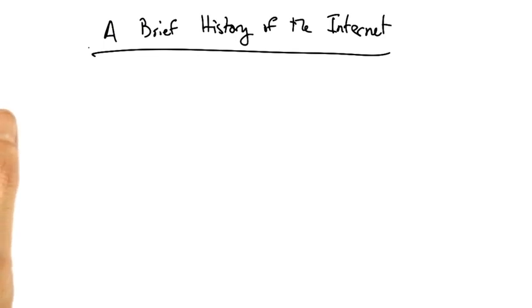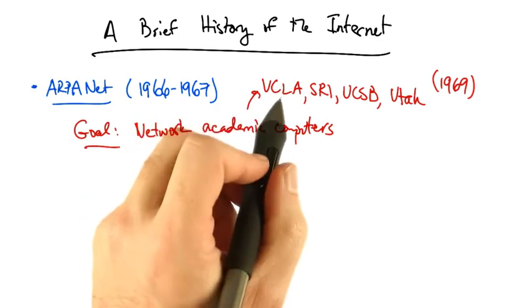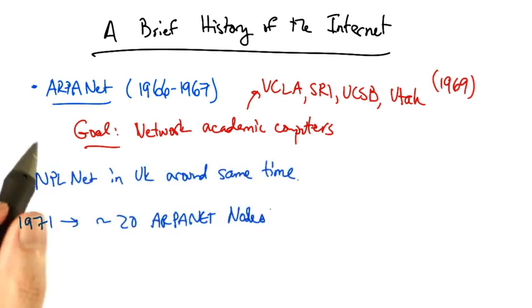In this lesson, we will cover a brief history of the Internet. The Internet has its roots in the ARPANET, which was conceived in 1966 to connect big academic computers together. The first operational ARPANET nodes came online in 1969 at UCLA, SRI, UCSB, and Utah. Around the same time, the National Physical Laboratory in the UK also came online.